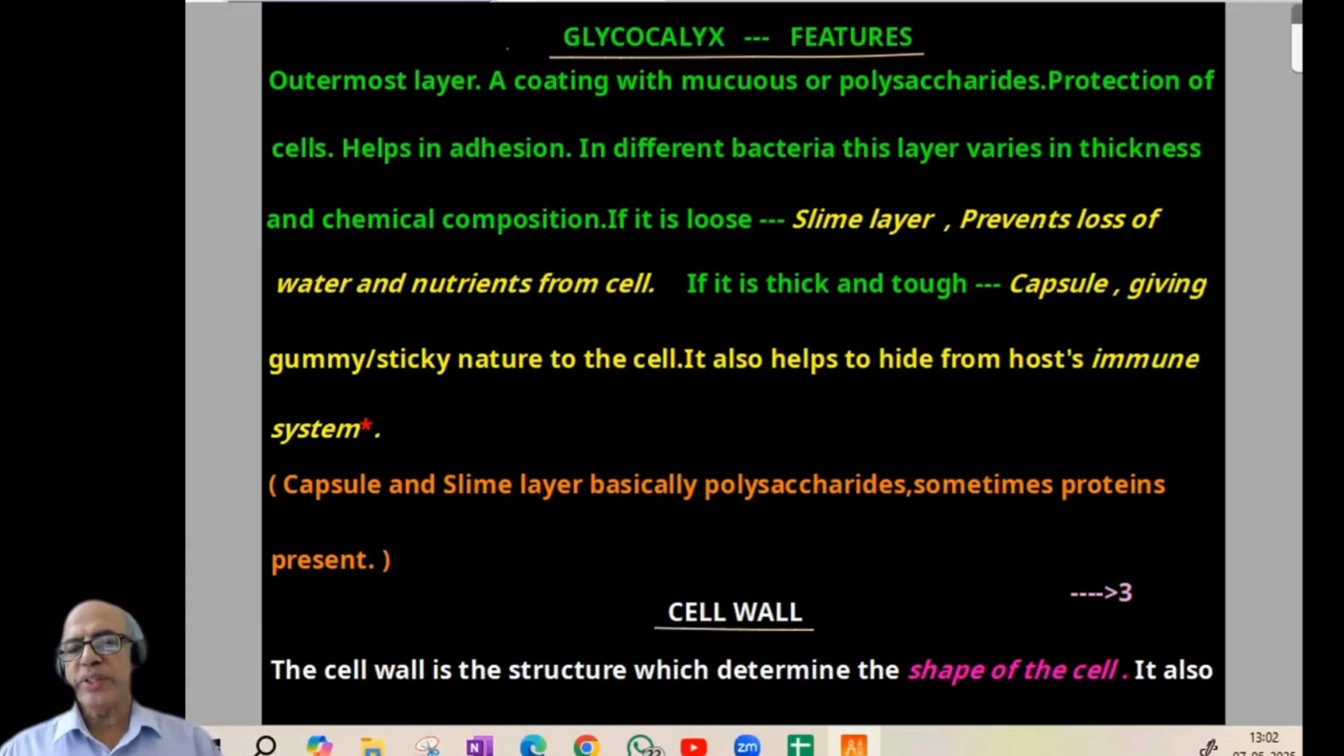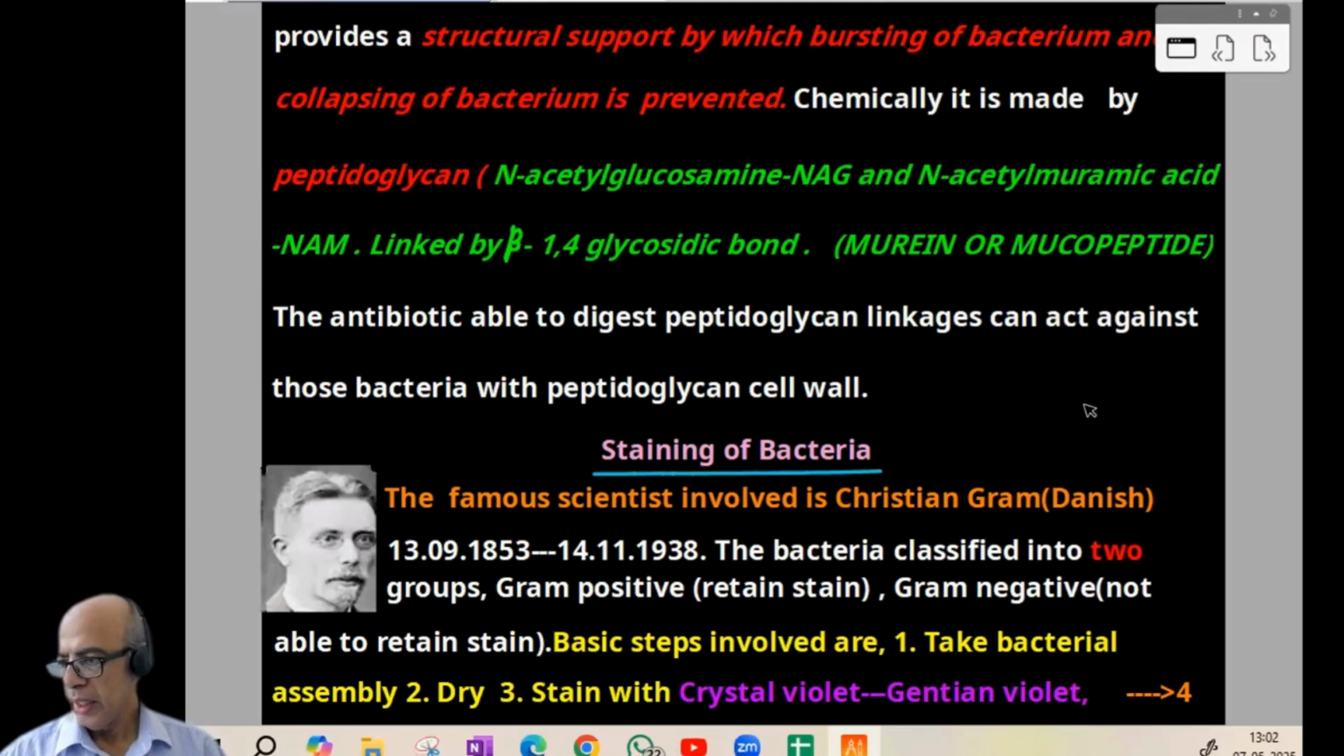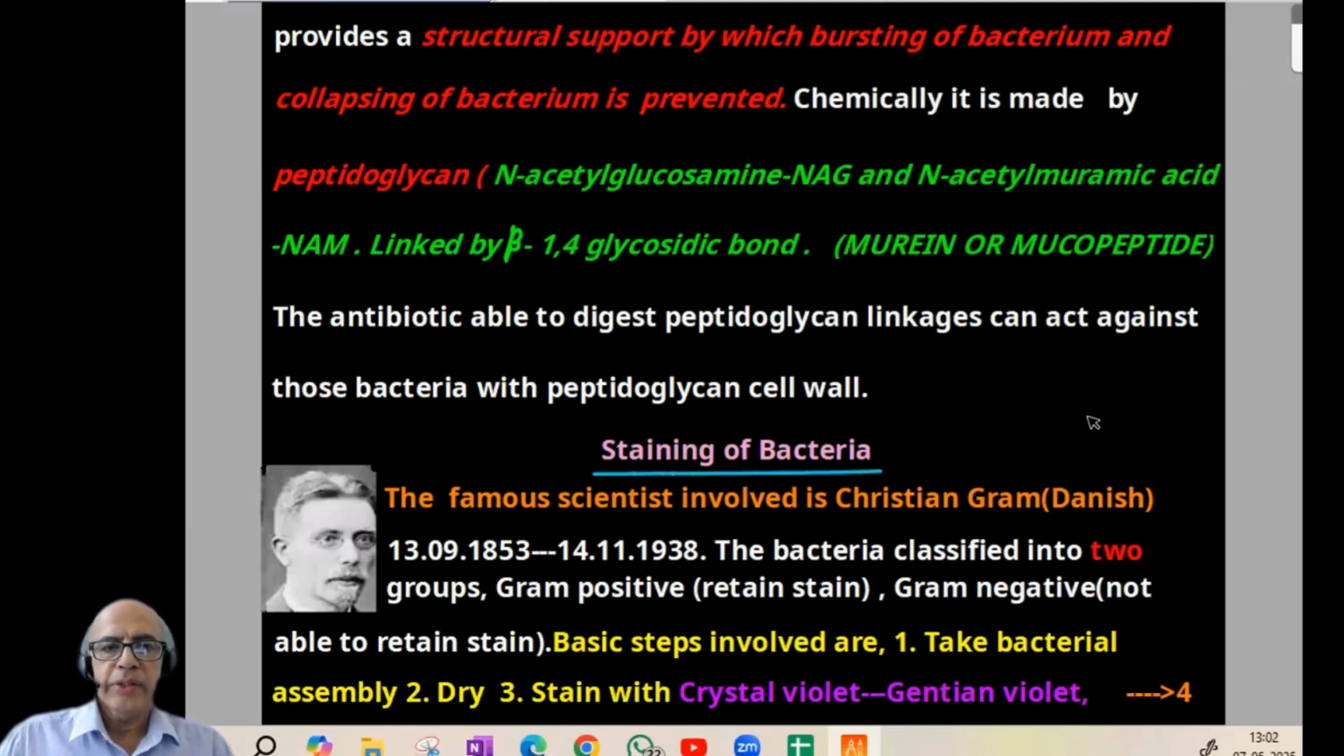Cell wall is the structure which determines the shape of the cell. Important question. Now, what else does the cell wall provide? It can also provide structural support by which bursting of the bacterium and collapsing of the bacterium is prevented because it may be more rigid. Chemically, it is made of peptidoglycan, important. Fungal cell wall, bacterial cell wall, then plant cell wall, that way, different chemicals. So chemically, it is made up of peptidoglycan.